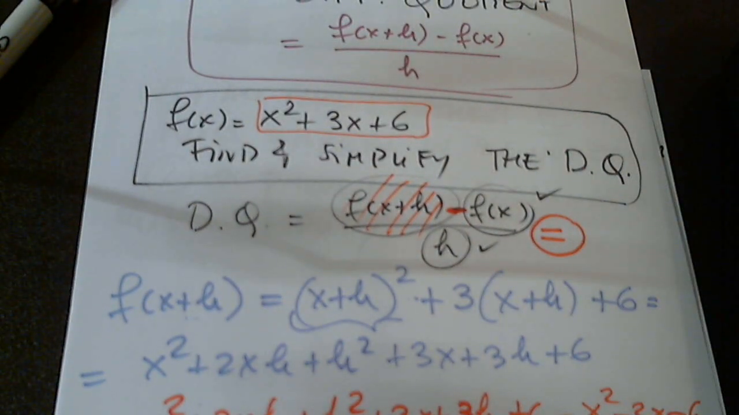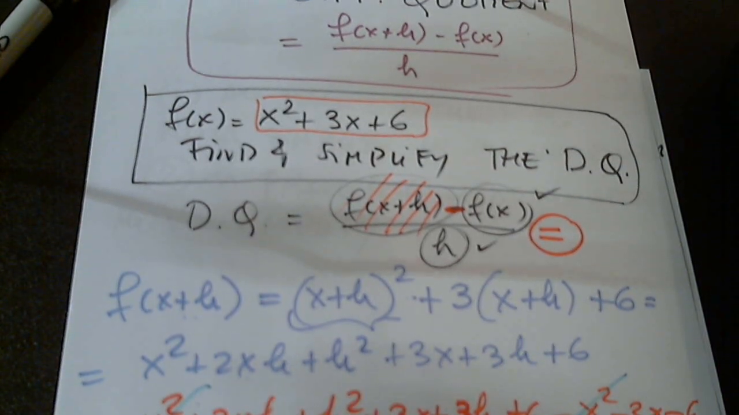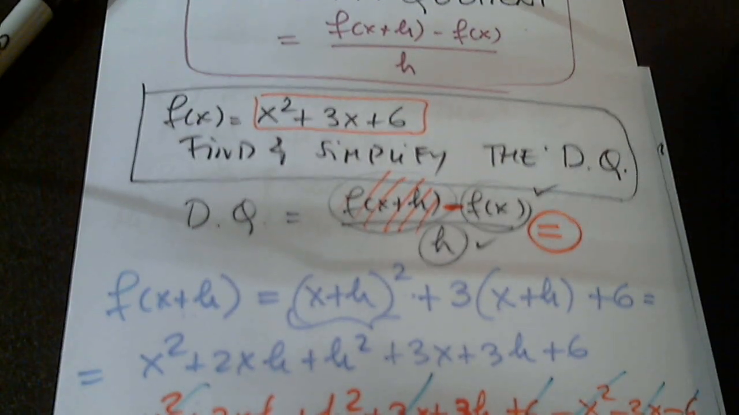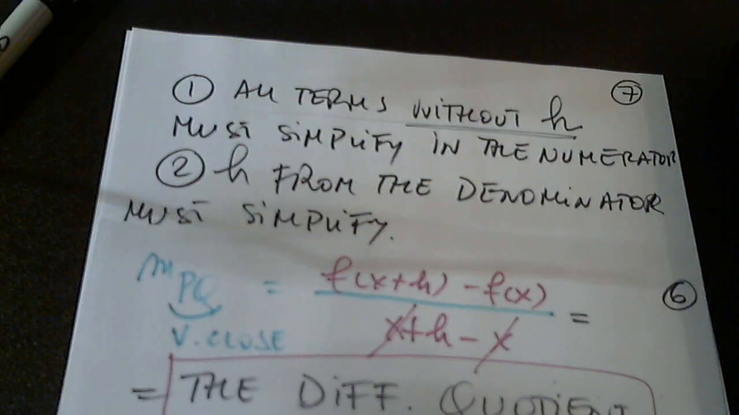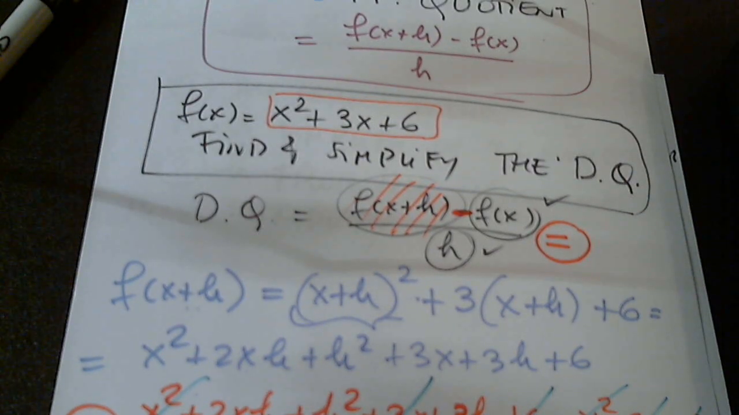what can I simplify in the numerator? Please tell me, what would you simplify in the numerator? All the h's. Okay. You would cancel out x squared, negative x squared, excellent. And 3x, negative 3x, excellent. And positive 6, negative 6. Excellent. So all terms without h are gone. This has h, this has h, this has h. All terms without h are gone.